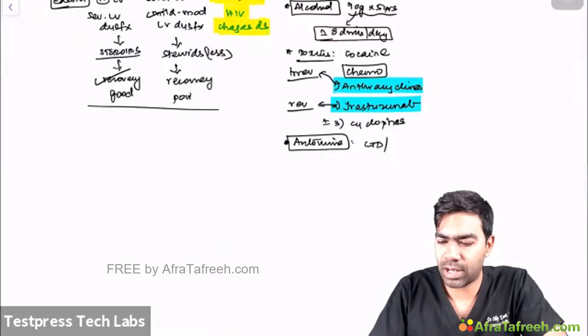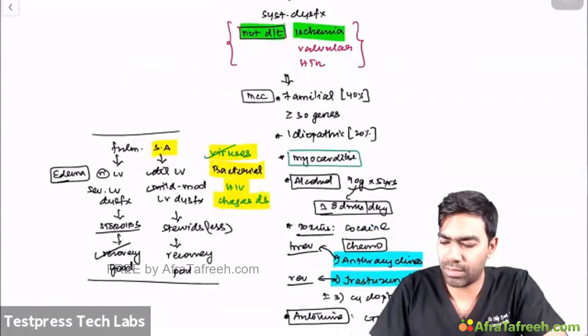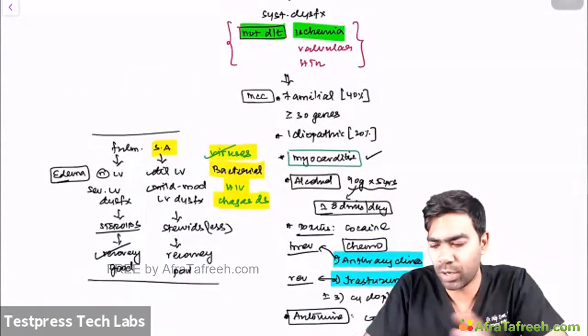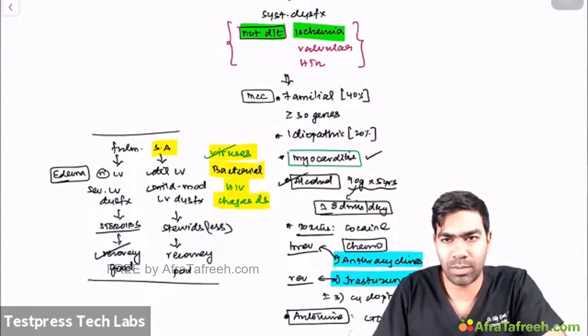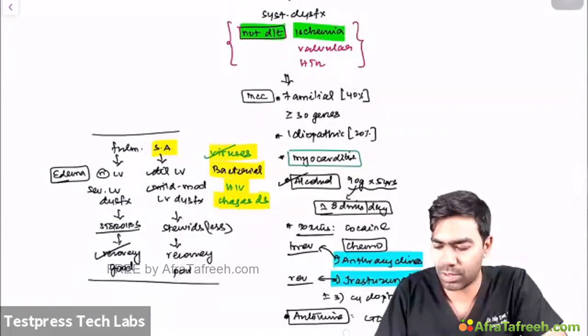Is alcohol a cause of myocarditis or DCM? No. We have finished myocarditis now. We are not moving on to myocarditis. We're not talking about myocarditis. We're talking about causes of DCM now. That's separate. Don't confuse this with that.